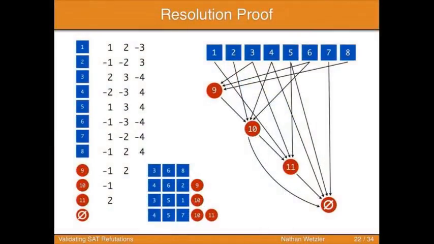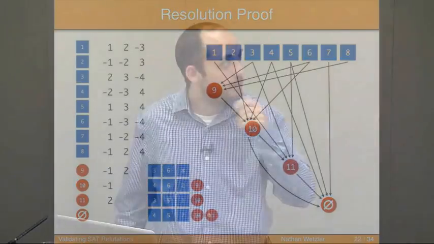So first, a resolution proof has a lot of information in it, and it's one of the reasons they're so large. So here we have every clause in the original formula represented by a blue box, and all of the proof clauses are represented by red circles. And here each of them has a label associated with it so that we can refer back to a specific clause.